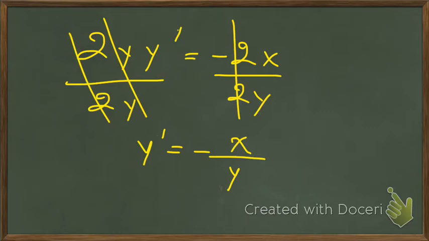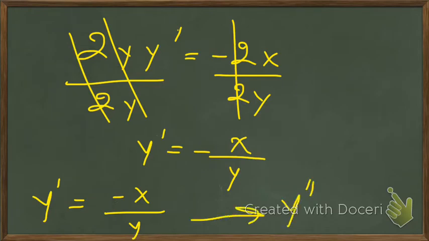Okay. Now that negative, it can be at the top, it can be at the bottom, it can be on the side. Let's just be clear that we're going to let that x be in the numerator, that we'll have the opposite of x divided by y. For when we find the second derivative, we'll be using the quotient rule.